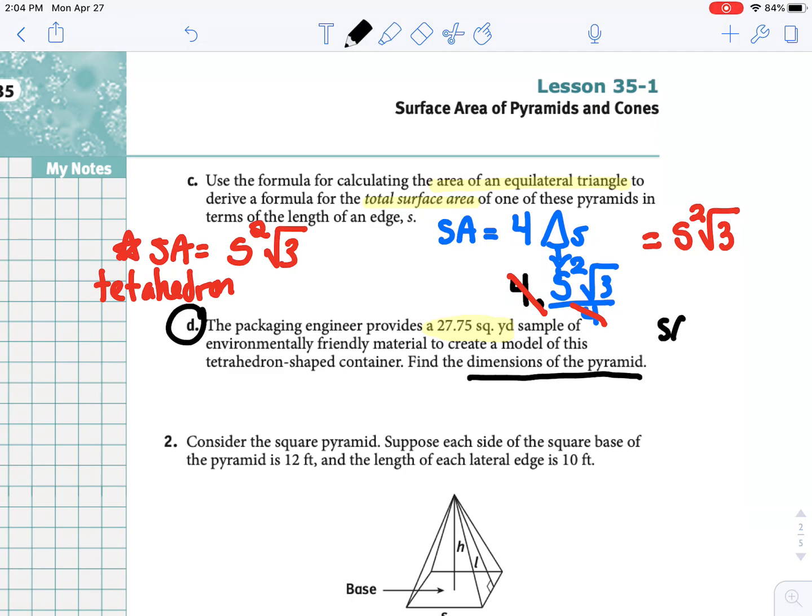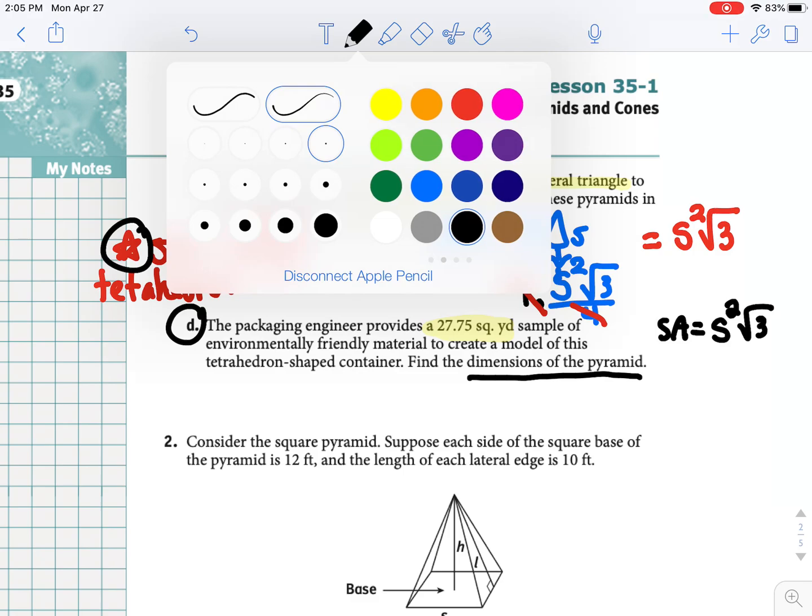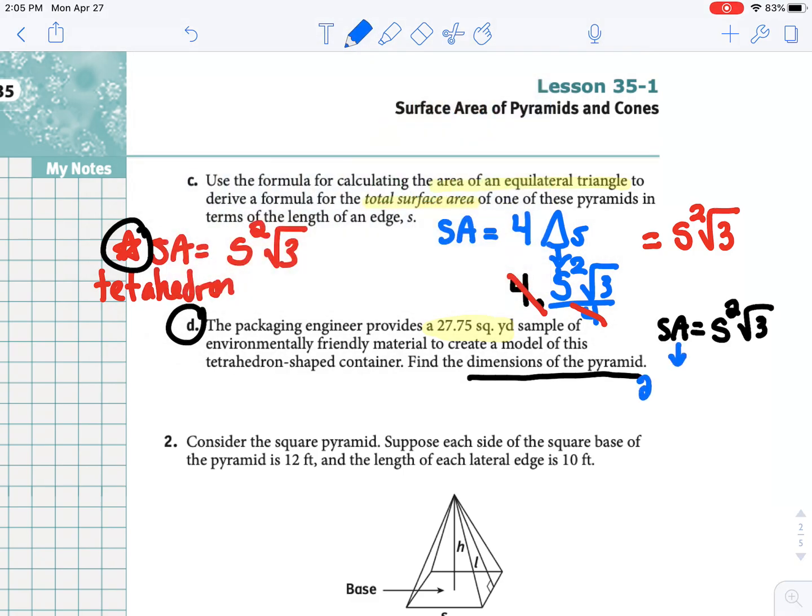So if we think back to the formula, the surface area of a tetrahedron is simply side squared square root 3. This is the formula that we just came up with over here. And the one piece of information I've given you is that the actual surface area is 27.75 square yards. If I plug that into the formula, here's the rest of my formula. This should allow me to actually solve for one of the sides, and that would be the dimension of the pyramid, since we know that all those sides, all those edges, are going to be the same.